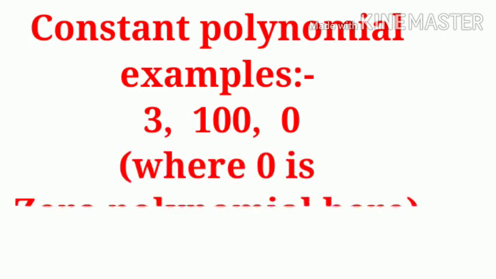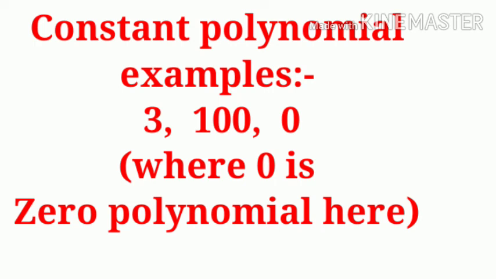Students, one last thing. Let's see what is meant by constant polynomials. I am taking here some examples like 3, 100 and 0. Students, in simple words, whenever only a constant is given to you, that will be considered as a constant polynomial. Whether it be 3, whether it be 100, whether it be minus 100. So all these are examples of constant polynomials. Now when only 0 is given, that 0 is known as the zero polynomial.